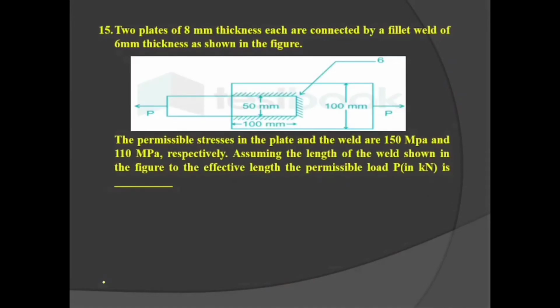Two plates of 8 mm thickness each are connected by a fillet weld of 6 mm thickness, means here the size of the fillet weld is given as 6 mm. The permissible stresses in the plate and the weld material are given as 150 megapascal and 110 megapascal respectively. Assuming the length of the weld as shown in the figure, the length of the weld is 100 plus 50 plus 100, that is basically 250 mm.